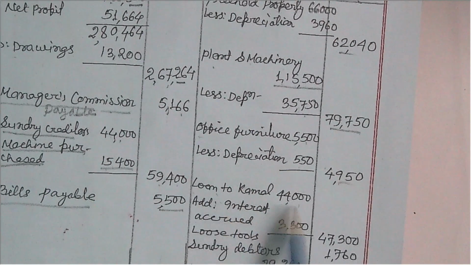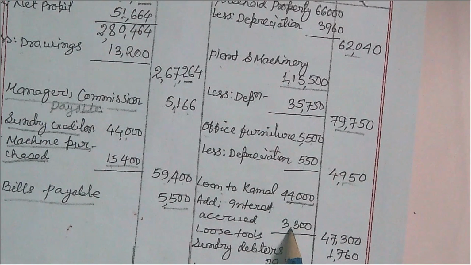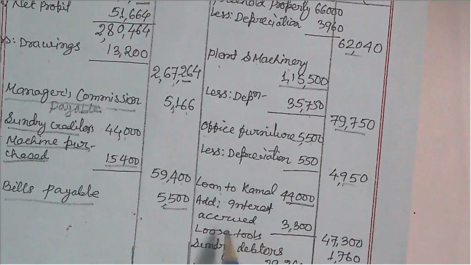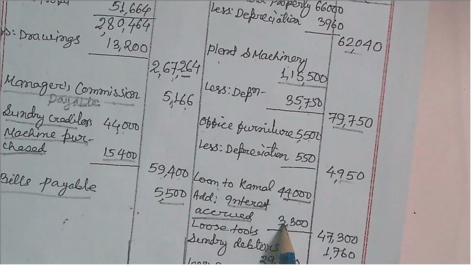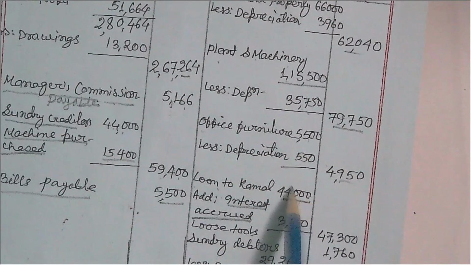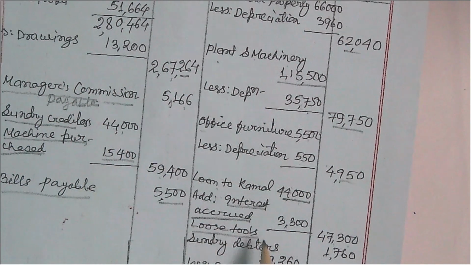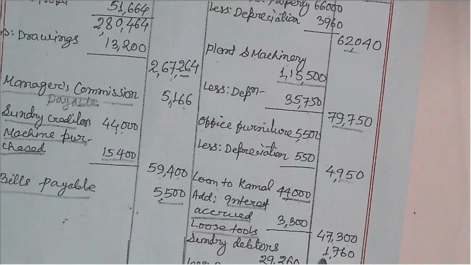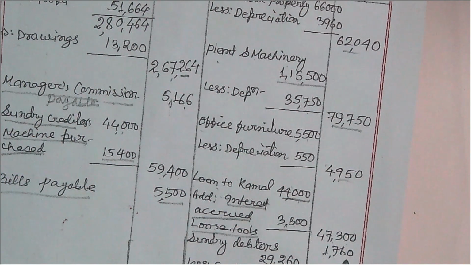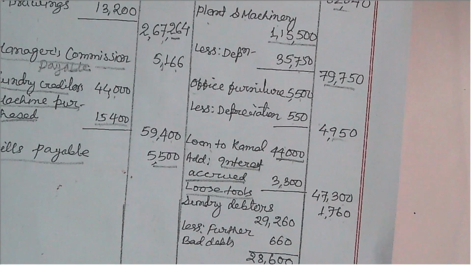So loan to Kamal 44,000, and 3,300 interest is not yet received, it is accrued. It is interest accrued, so this 3,300 is added, total 47,300. And a loose tool, it is given in the adjustment that a loose tool was valued at 1,760. The difference is the depreciation, which is 440. We have shown it in the profit and loss account, loose tool.